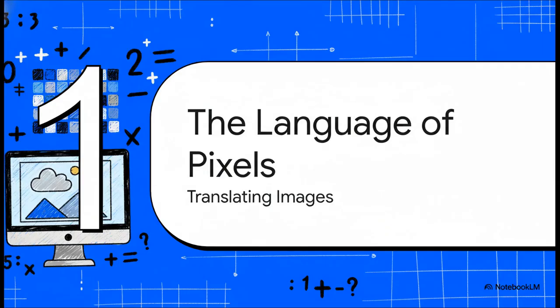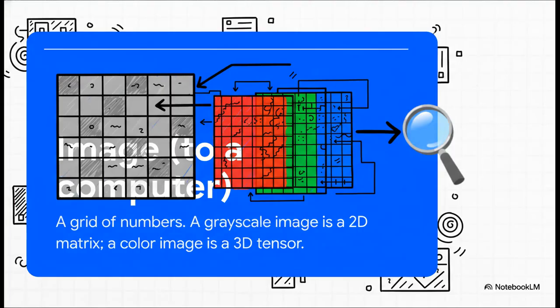All right, so first things first, we've got to learn this new language. If a computer doesn't see a picture like we do, what does it see? Well, it sees pixels. And guess what? Pixels speak in numbers. And that's really it. It's that simple, but it's also kind of profound when you think about it.